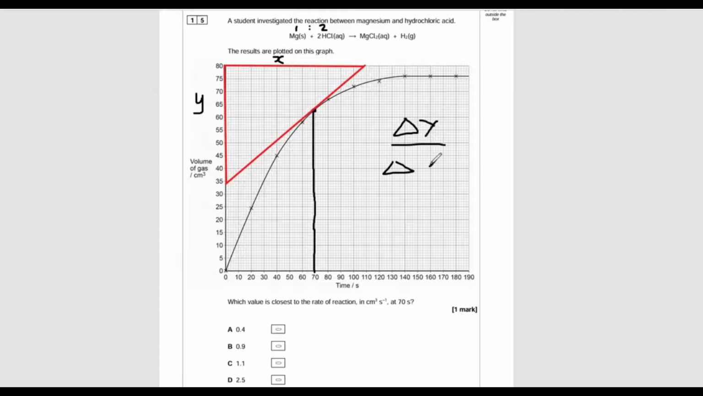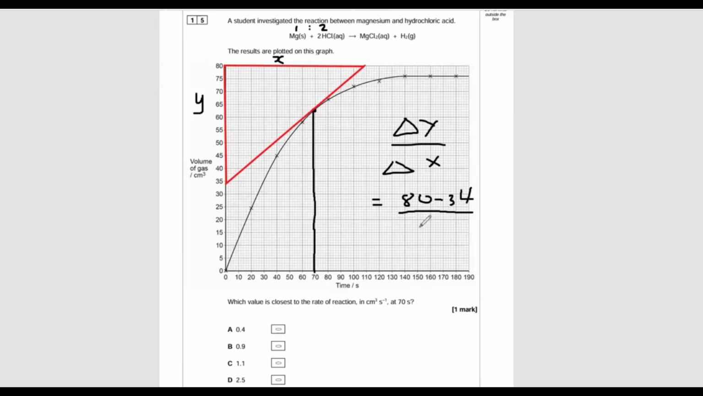And what is my x? My x, I think, is starting at 0, and then it goes to just before 110, 108. Maybe it's 109, I don't know. It might be 109 or 110. Okay, does it really matter? I don't know. So we've got, essentially, 80 minus 34.